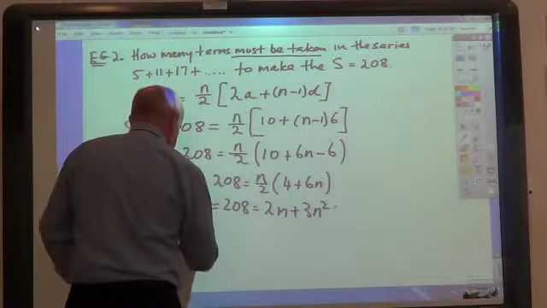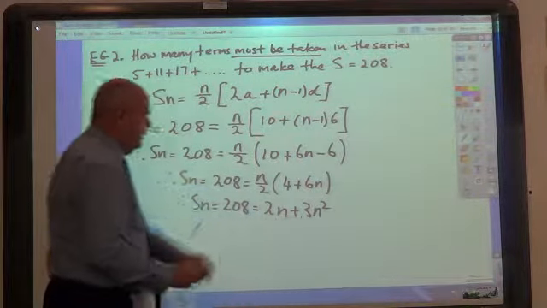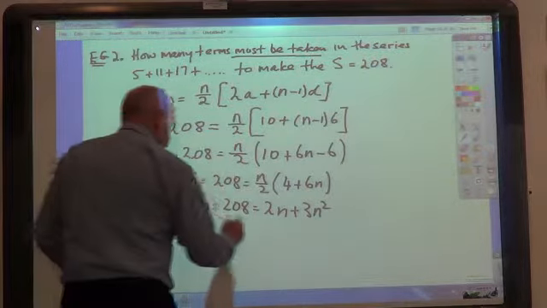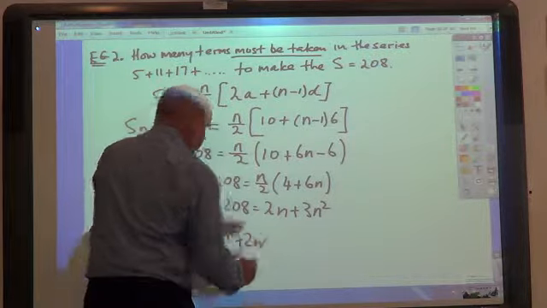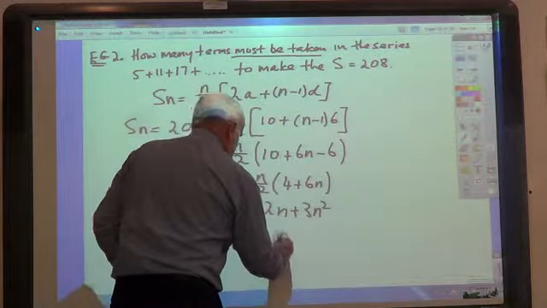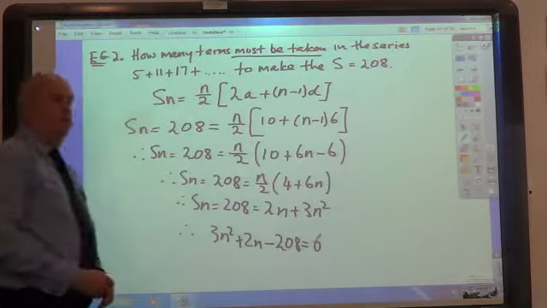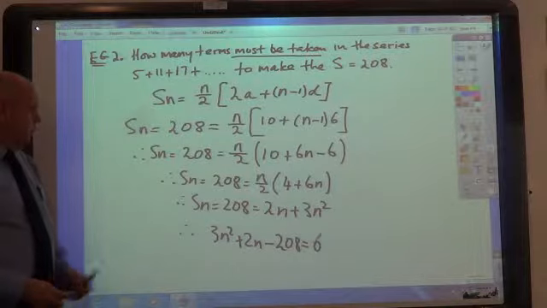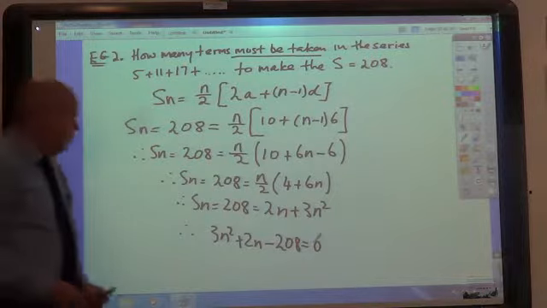Okay, but let's rearrange a few things and I might temporarily get rid of the Sn there. So what I'm going to do is set my quadratic equation to equal 0. Okay, so 3n squared plus 2n, so I'm just writing out the right hand side of my equation first. Then I'm going to subtract 208 from both sides, and that will equal 0, won't it? Okay, you can reflect on how I got there in a minute or two. But I now have a quadratic equation to solve.